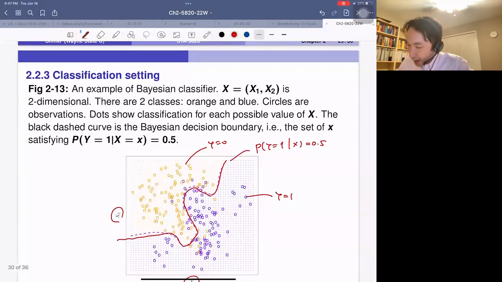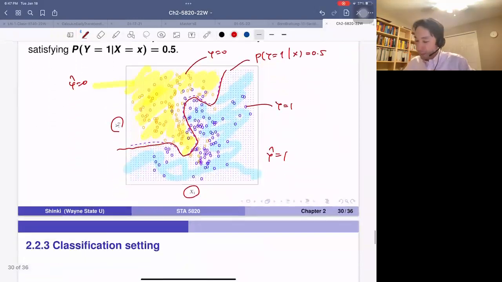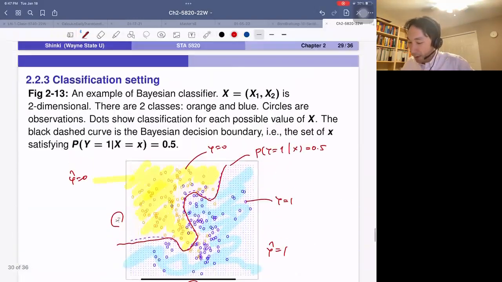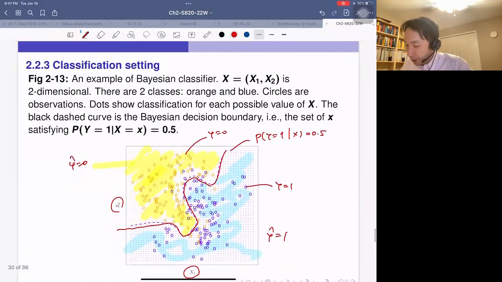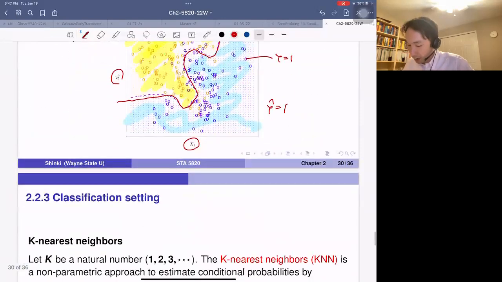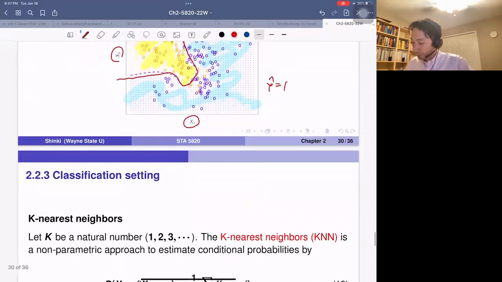In this case, this region is regarded as y hat equal to 0, and the other area is regarded as y hat equal to 1. The next time, we will discuss the concrete procedure on how to make this decision by a simple method called k-nearest neighbors.